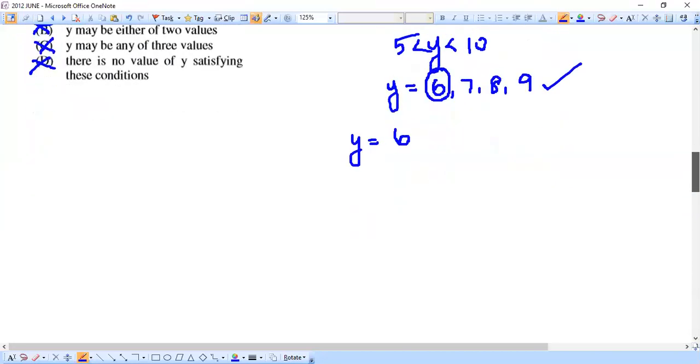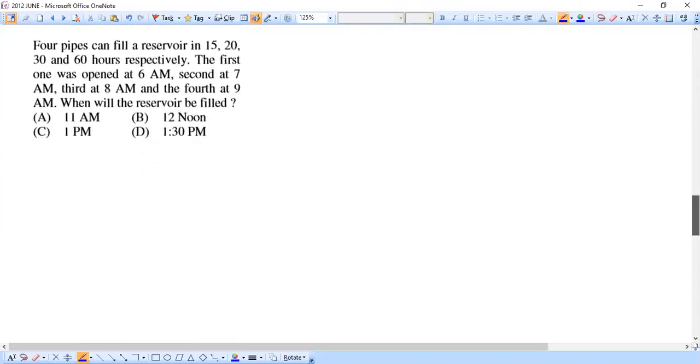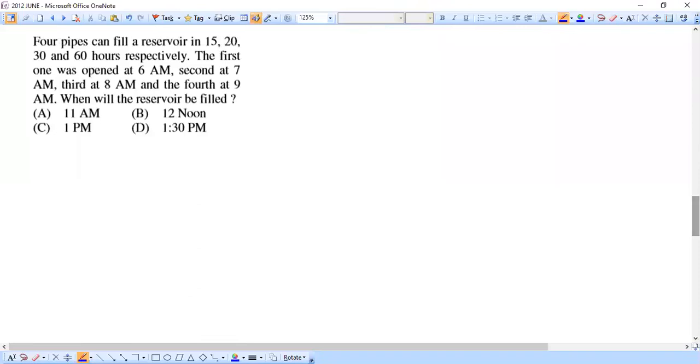Yeah, let's move to the fourth question. Next question is from a very important arithmetic topic. This is from pipes and cisterns. So here we have a question from pipes and cisterns. This is a very nice question. To solve this question, it is very important for us to know the calculations. It is very important for you to follow the way we are doing the calculation.